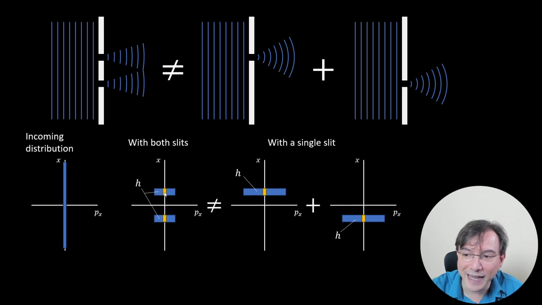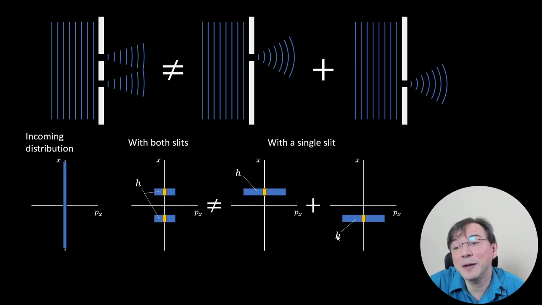And again, the total area has to be h. But it has to be the total area. If we only had one slit, well, all the spread would have to be happening in the upper part, and if we had only the slit below, we would have all the spread happening in the lower part. And so when we put them together, we actually have a spread of 2h. And so this gives us two different cases. Both slits open gives us one case, but if we open them one at a time, we would be able to tell that we have some different distribution.